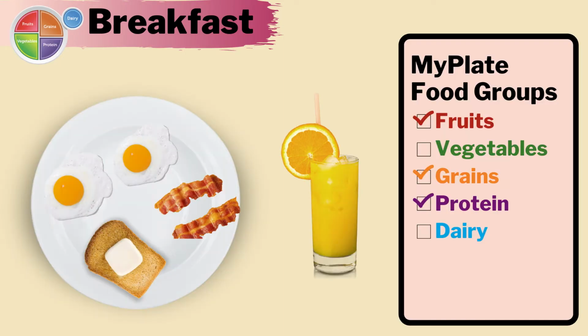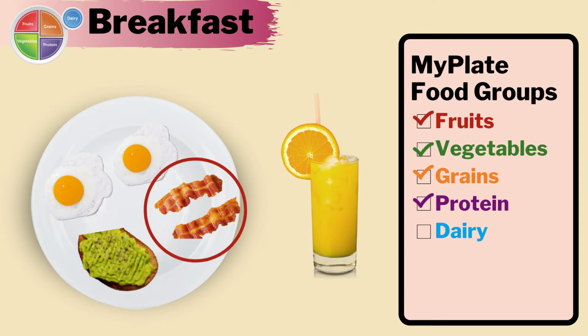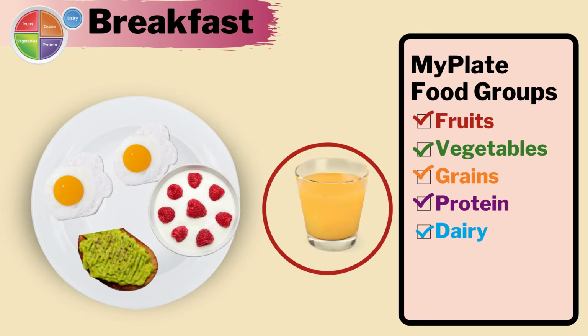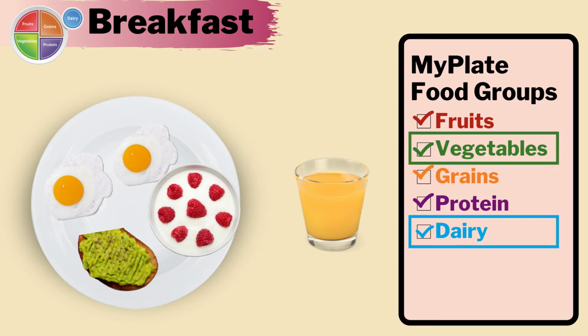Starting with breakfast, I decided to substitute the buttered toast with whole grain toast topped with avocado. Next, I decided to switch the bacon for yogurt sprinkled with a few raspberries. I also reduced my portion to half a glass of orange juice. With these adjustments, I was able to include the vegetable and dairy food groups. You'll see why I cut down my portion of fruit juice when I show you the next meal.